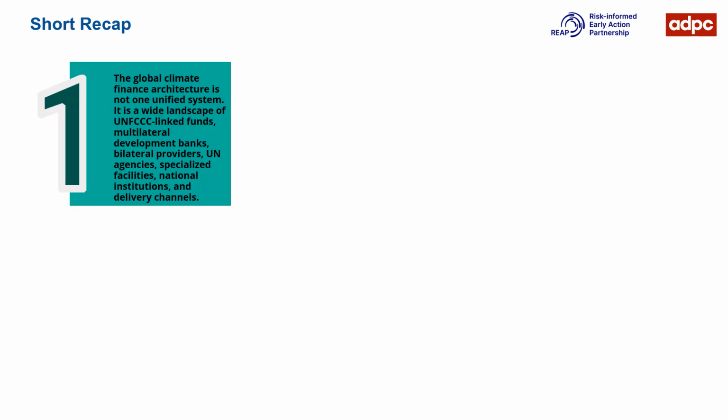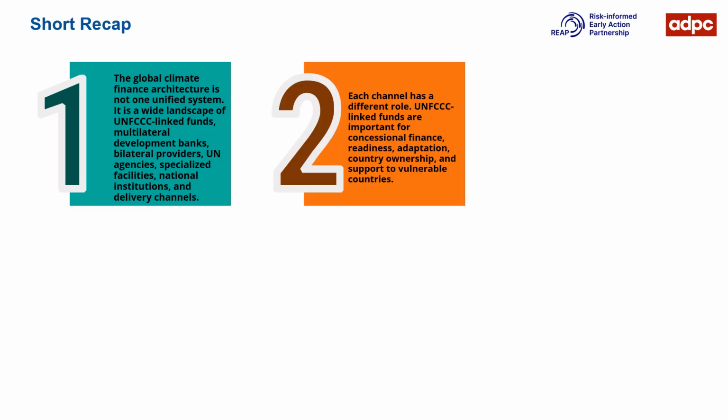Before we close, let us briefly recap the key messages from this session. First, the global climate finance architecture is not a single fund or one unified system. It is a wide landscape of UNFCCC-linked funds, multilateral development banks, bilateral providers, UN agencies, specialized facilities, national institutions, and delivery channels. Second, each channel has a different role.